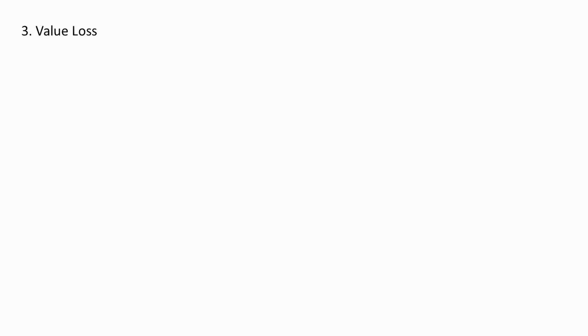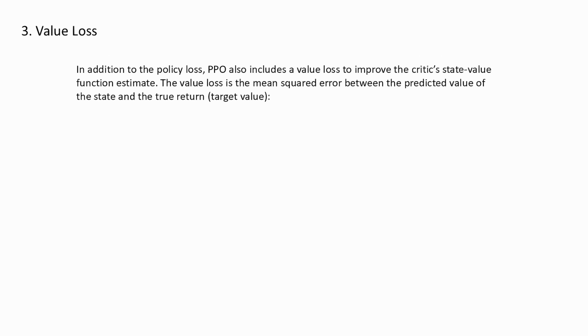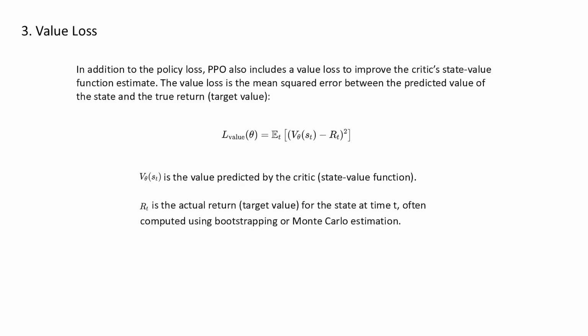Value loss. In addition to the policy loss, PPO also includes a value loss to improve the critic's state value function estimate. The value loss is the mean squared error between the predicted value of the state and the true return, the target value, as follows. V_theta is the value predicted by the critic, the state value function. R_t is the actual return, the target value, for the state at time t, often computed using bootstrapping or Monte Carlo estimation. The value loss encourages the critic to better estimate the expected future reward for a given state.